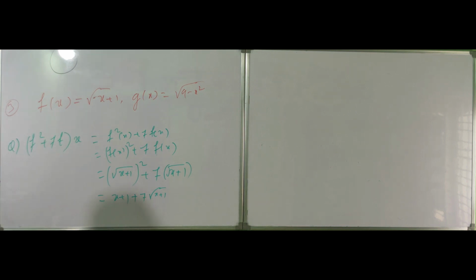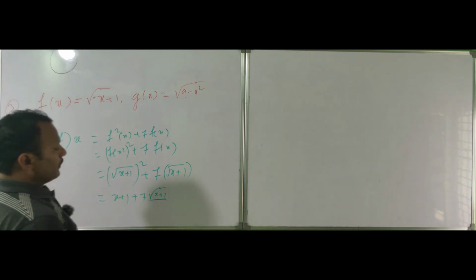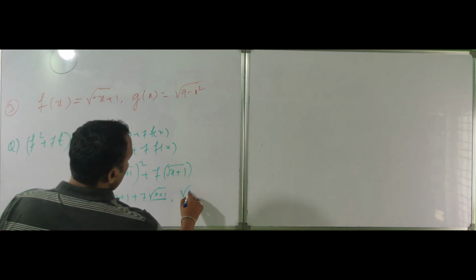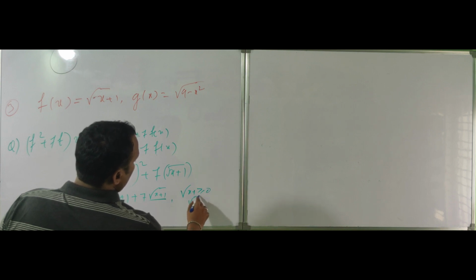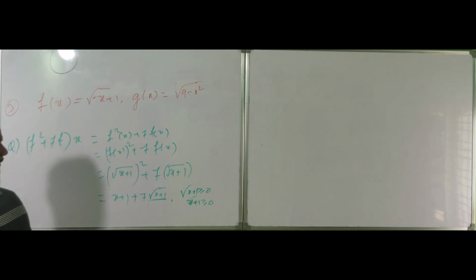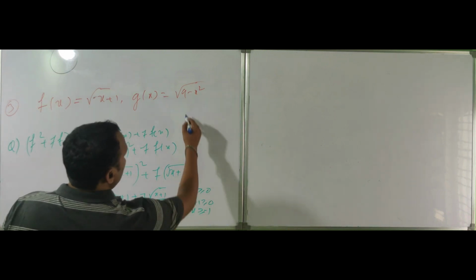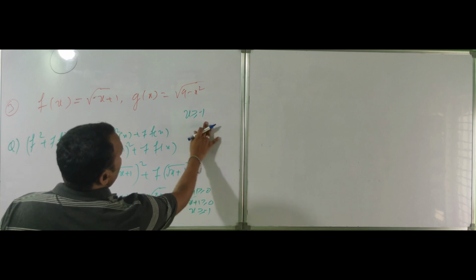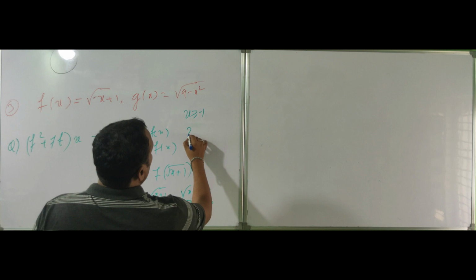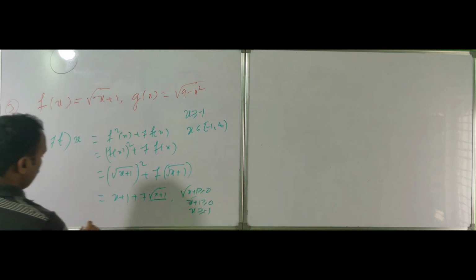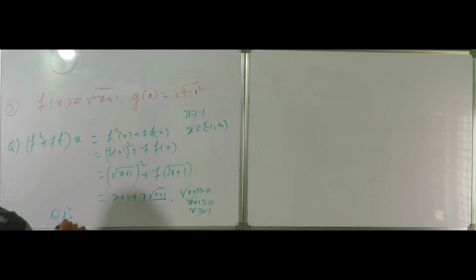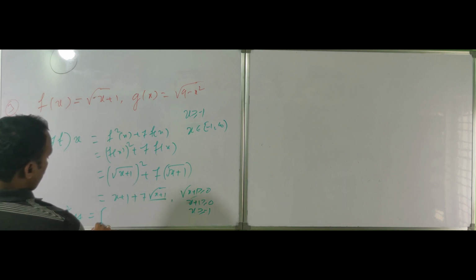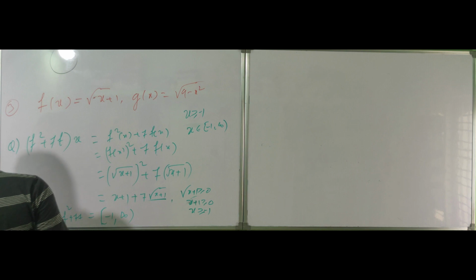What is the domain here? The domain is this number only. It should be greater than or equal to 0. So x plus 1 should be greater than or equal to 0, which means x is greater than or equal to minus 1, so x belongs to minus 1 to infinity. Therefore, the domain of this function f square plus 7f is minus 1 to infinity.